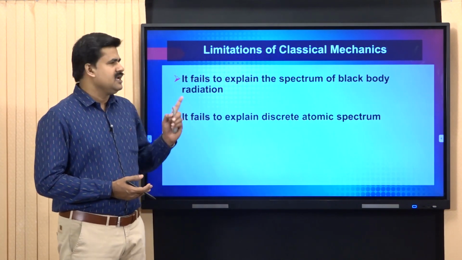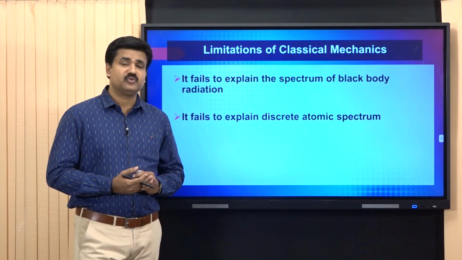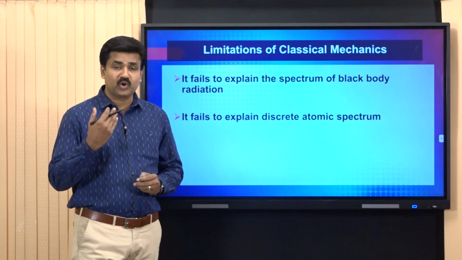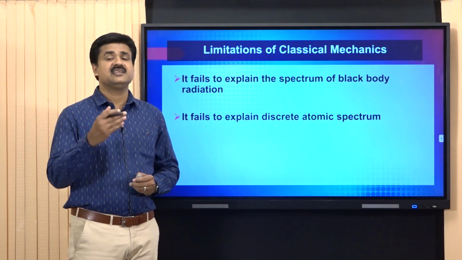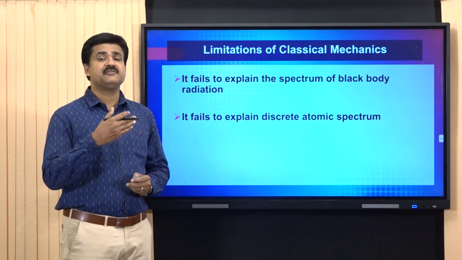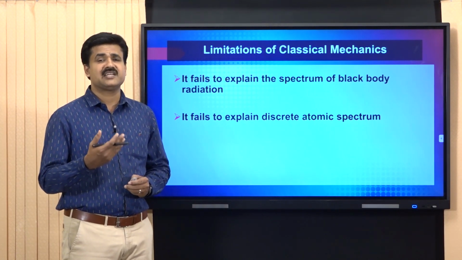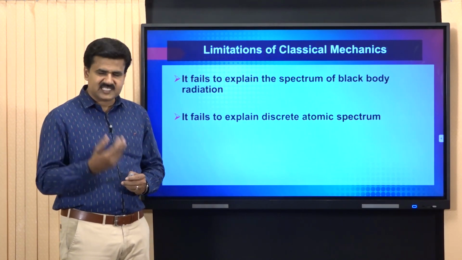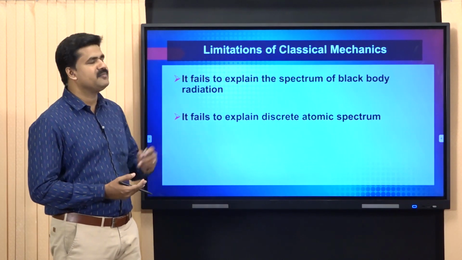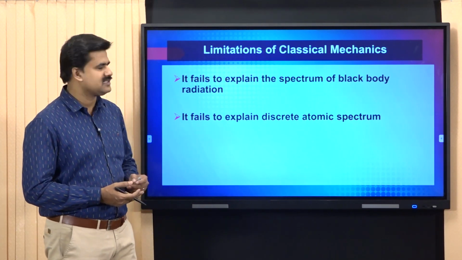Now, classical mechanics fails to explain discrete atomic spectrum. What do you mean by atomic spectrum? The spectra shown by atoms is known as atomic spectrum. You are familiar with the emission spectrum of hydrogen and different series in the emission spectrum of hydrogen like Lyman, Balmer, Paschen, Brackett, Pfund and Humphreys series. The existence of atomic spectrum cannot be explained on the basis of classical mechanics. Hence, it is another limitation of classical mechanics.